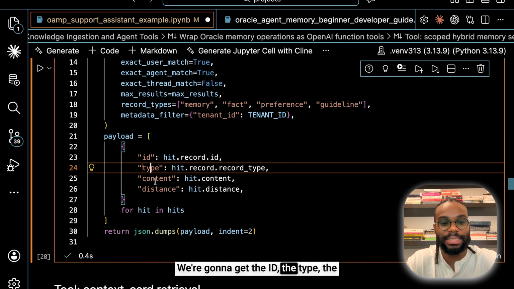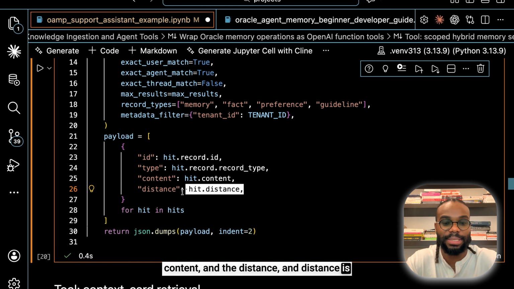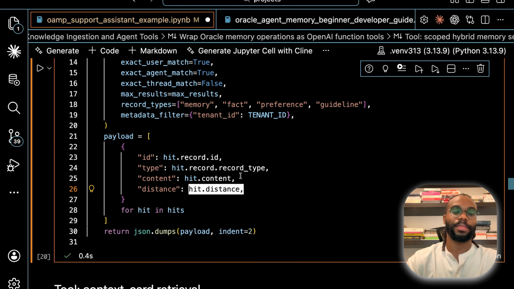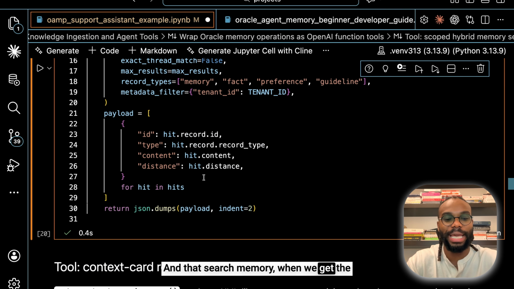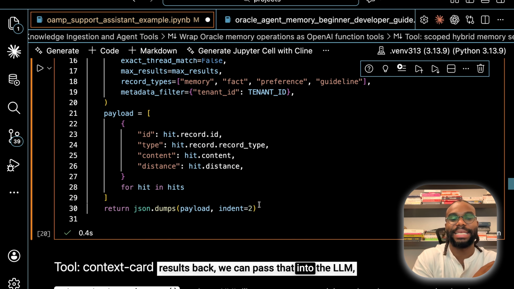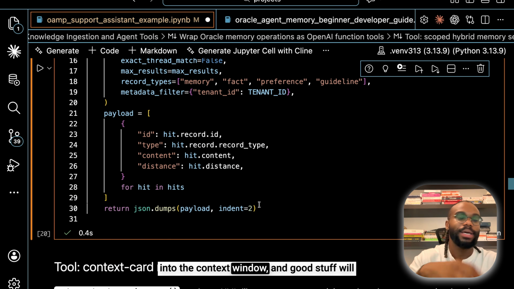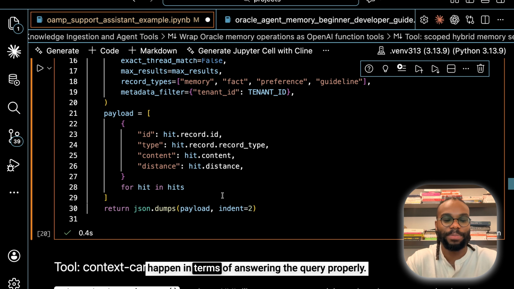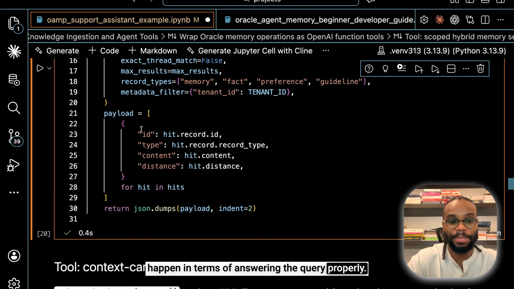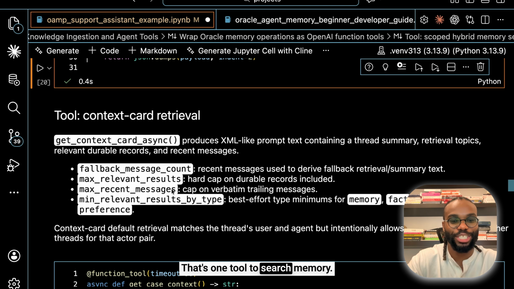The payload would be very simple. We're going to get the ID, the type, the content, and the distance. And the distance is going to be that vector similarity between the data object and the user query. And that search memory, when we get the results back, we can pass that into the LLM, into the context window, and good stuff will happen in terms of answering the query properly. But that's one tool to search memory.